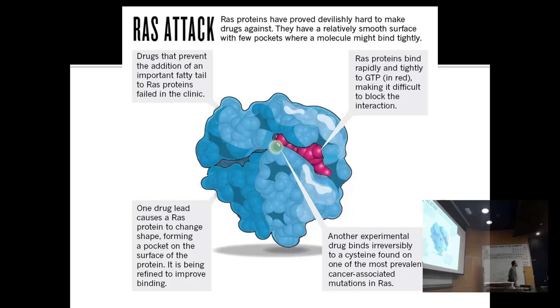Zach? What happens if you just make something that binds GTP better? Then you mess up the rest of the cell, probably, because GTP is one of the, I'm not sure. I'd have to look at this. That's getting into cell biology at this point.